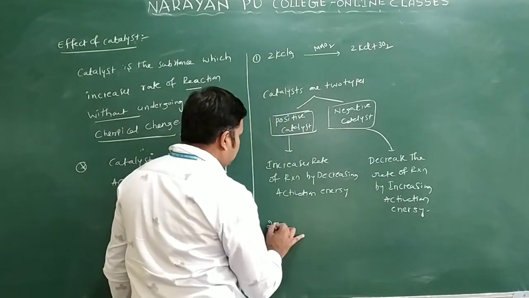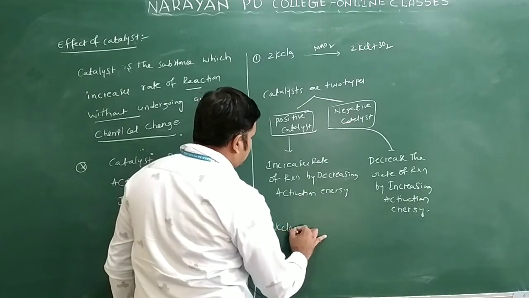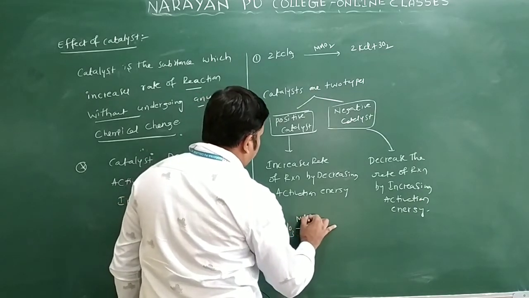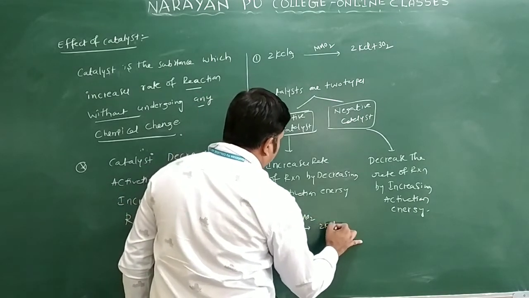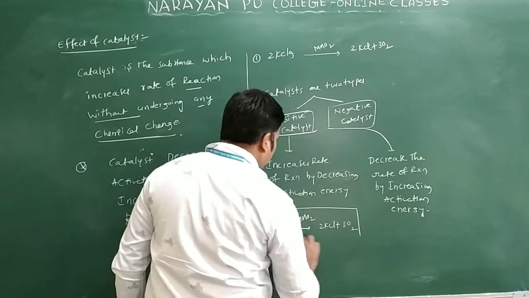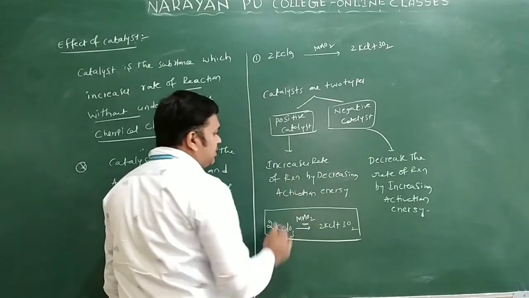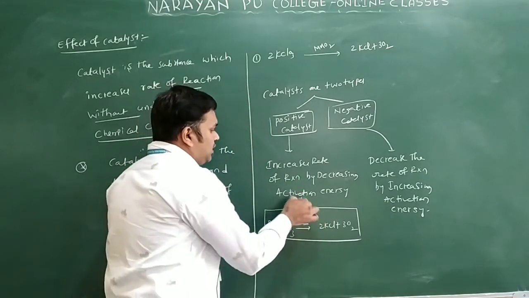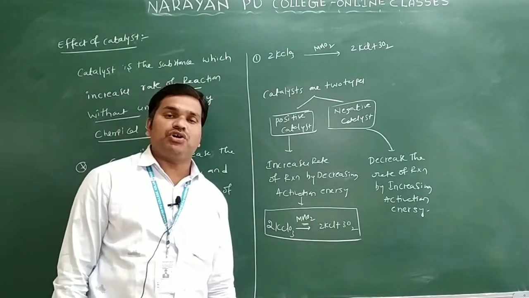Suppose you take an example for positive catalysis. You can take 2 KClO3. You can use the catalyst MnO2. What you will get is 2 KCl plus 3 O2. What is the role of MnO2? MnO2 acts as a positive catalyst.